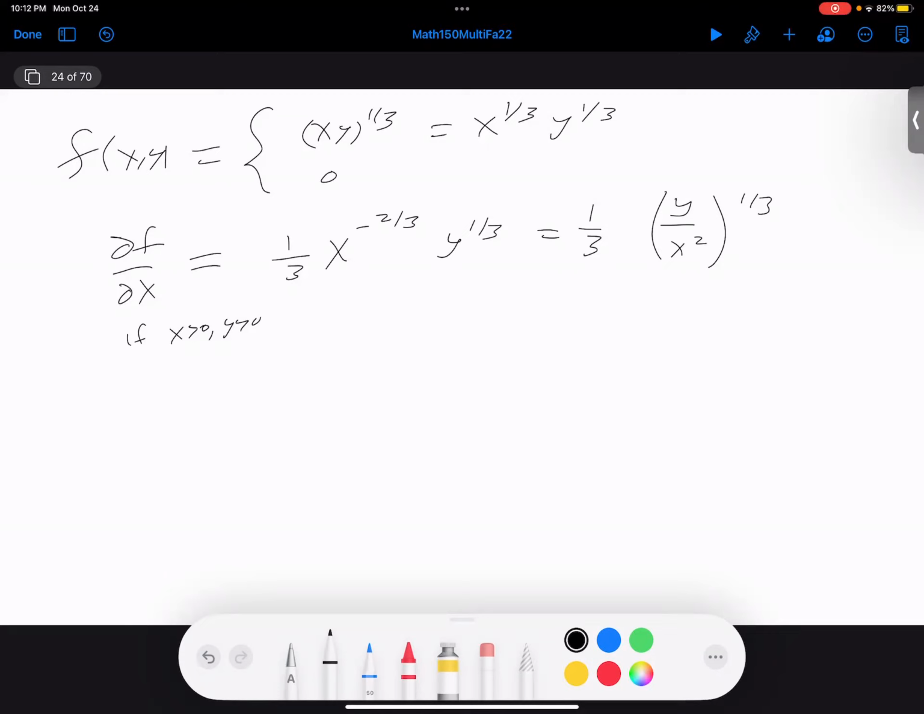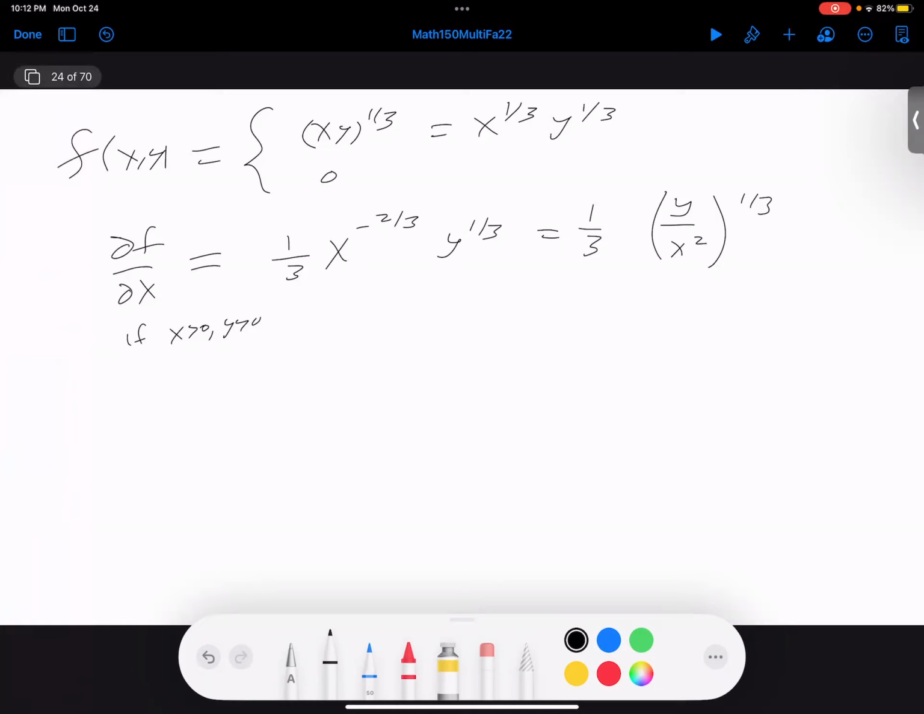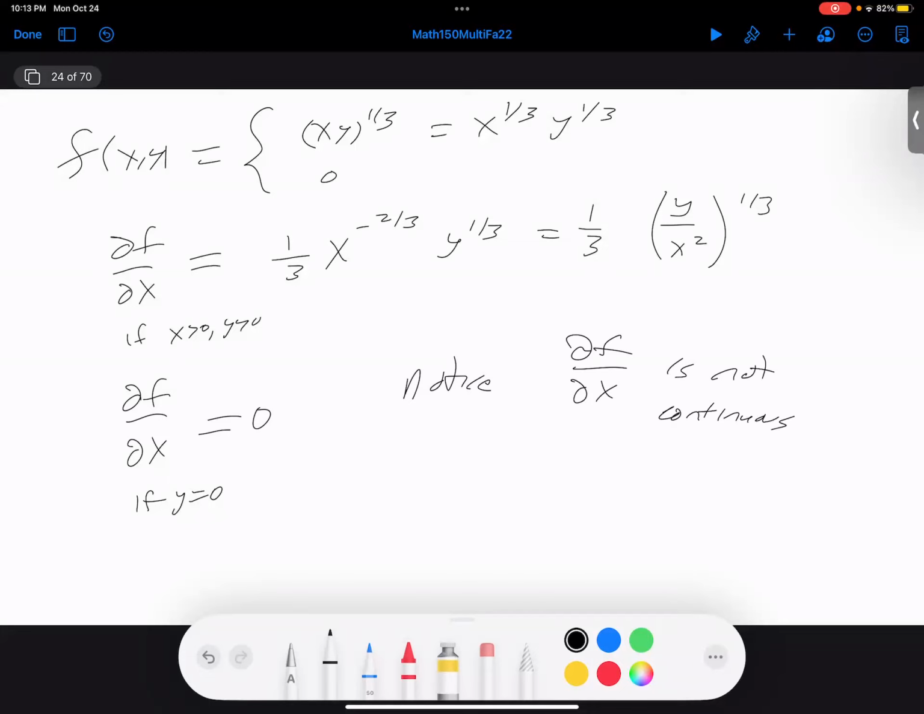So what we have is the strange situation where if x is greater than 0 and y is greater than 0, what is df/dx if y equals 0? Well, if y equals 0, then my function f of x, y is just always 0. So this derivative is 0. So notice df/dx is not continuous. There are problems as we hit the axes.